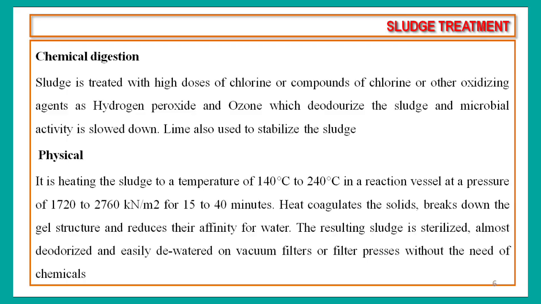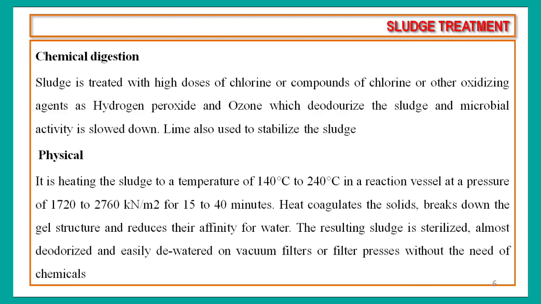And in the stabilization of sludge, another method is chemical digestion. In this chemical digestion, the sludge is treated with a high dose of chlorine or compounds of chlorine, or other oxidizing agents such as hydrogen peroxide and ozone, which deodorize the sludge, and microbial activity is slowed down. And sometimes lime is also used to stabilize the sludge.